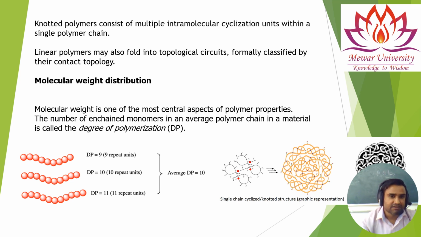So there are three structures of a polymer. This mixture of three polymer structures is a material, right? Into this, 1, 2 and 3 molecules of polymers are there. If you count, the first one has 9 repeat units, the second has 10 repeat units, and the third has 11 repeat units. So if you want to calculate the degree of polymerization, you add 9 plus 10 plus 11 and divide by 3. So the average DP is 10.